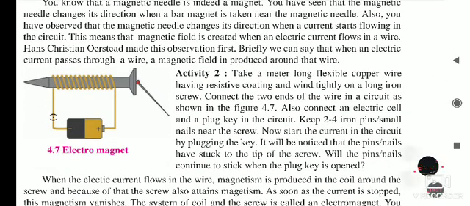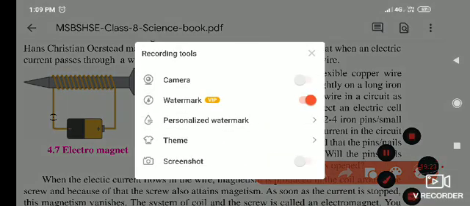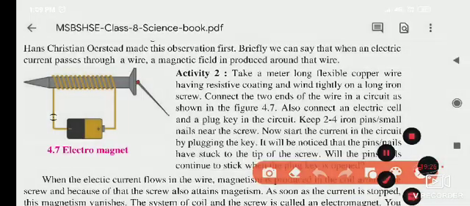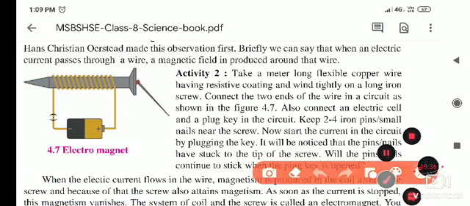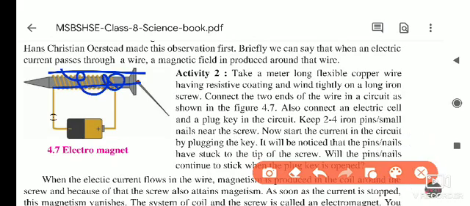Now I will give you one activity. Do you have a cell at home? If you have a cell at home, this is a dry cell. We have to take one that is not working. Then take the copper wire, and a nail like the ones we use at home, and just wind the copper wire around this nail.